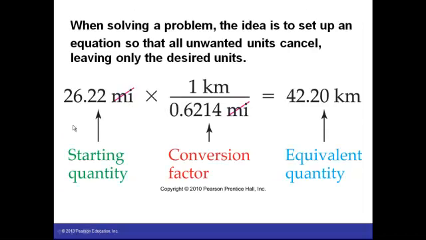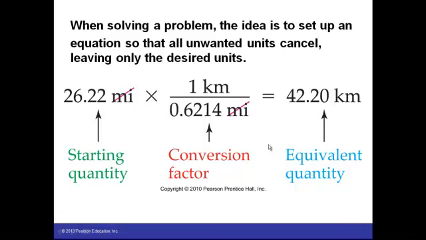So if we have a sample or a starting quantity that's in miles and we want to figure out how many kilometers that is, we're going to use our conversion factor so that kilometers will be on top because that's what we want to get. Miles will be on the bottom. That's what we want to get rid of. And so we can cancel out the units that we don't want and we are left with the units that we do want. So we can find that 26.22 miles is equivalent to 42.20 kilometers.